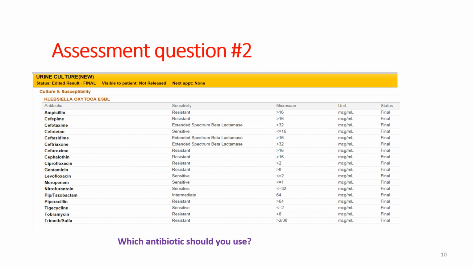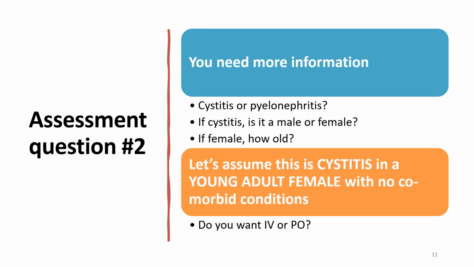Let us take another example. Which antibiotic will you choose for this case? Urine culture yields Klebsiella oxytoca, an ESBL producer. All organisms are resistant except cefazolin, which is sensitive, and then levofloxacin is sensitive, meropenem is sensitive, nitrofurantoin is sensitive, and tigecycline is sensitive. Now, before proceeding to select the antibiotic, let us understand some more information.